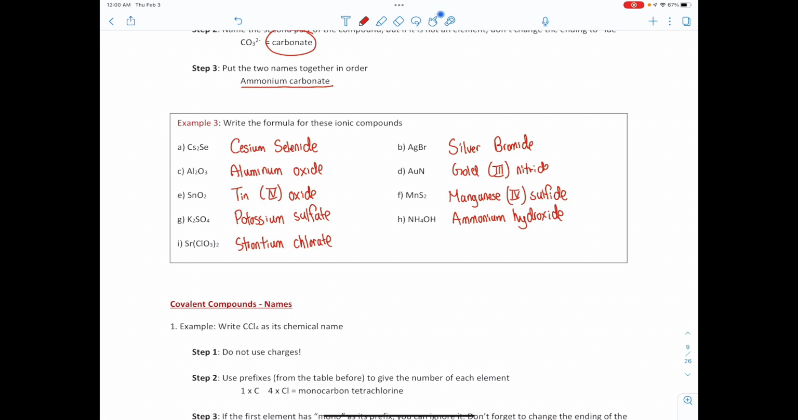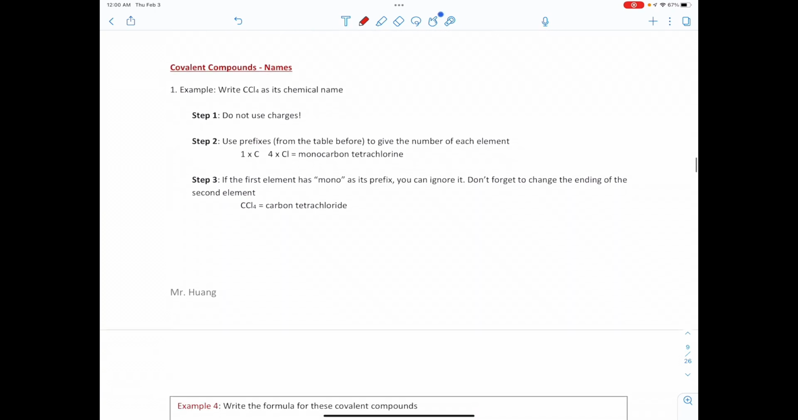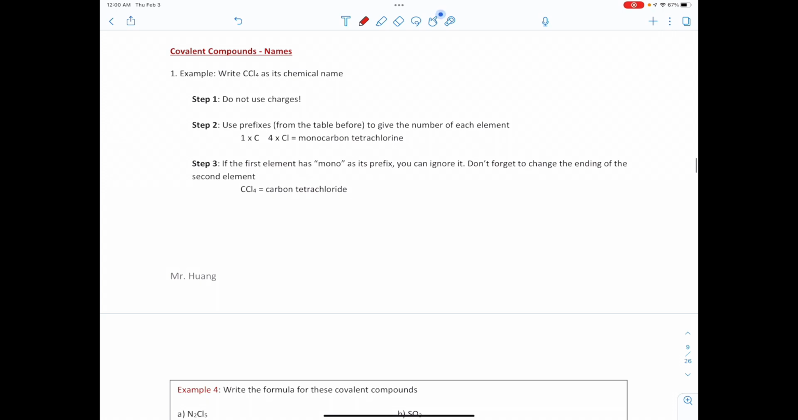Okay, and so that's naming for ionic compounds. We're going to move on to naming for covalent compounds. Once again, with the covalent compounds, the rules are a little bit simpler. There are no charges, you're not crossing, you're not uncrossing, there are no Roman numerals, and all it really is, is you name it based on what you see. Okay, so let's take a look.